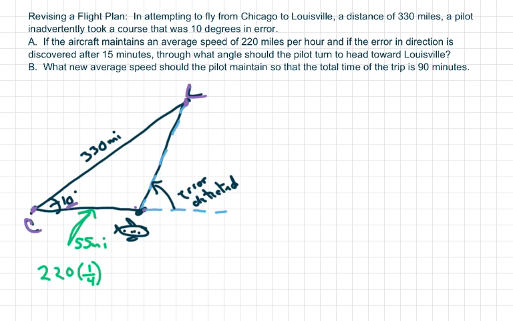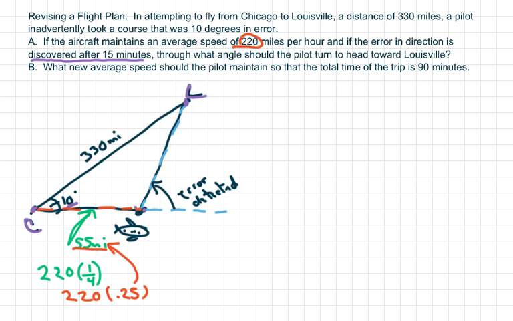for 220 miles per hour. The error was discovered after 15 minutes. So the first thing we need to know is how many miles did he go. You're taking the 220 miles, and it was discovered in 15 minutes, which means a fourth of an hour. So all I did is take 220 times 0.25, and in a fourth of an hour, he went 55 miles.